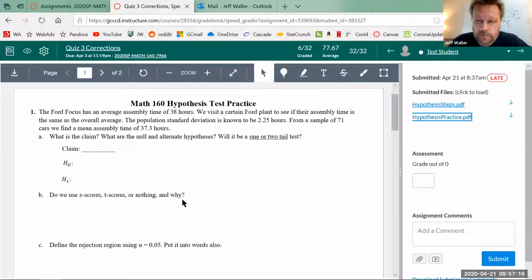Where am I? I bought the advanced Zoom. I can see everybody.